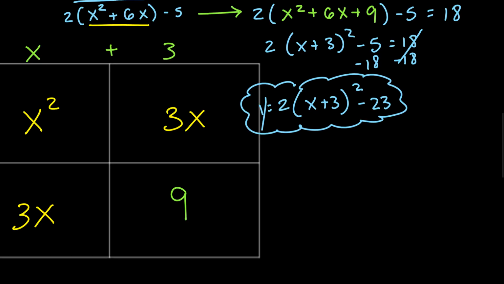So this is what is called completing the square. When you have to convert from standard to vertex form, you have to complete the square. Any questions on any of this?